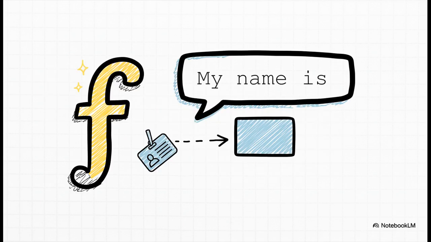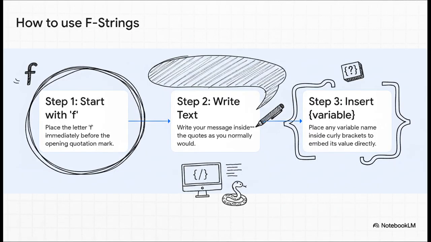But now, check out this much more elegant solution, the f-string. See that little f right before the quote? That's what turns it on. And now you can just drop your variable right inside the text, as long as you wrap it in these curly brackets. It's so much cleaner, more intuitive, and way easier to read. And it's really just a simple 3-step process. 1, you start your text with the letter F. 2, you write your message inside the quotes just like you always would. And 3, whenever you need a variable, you just pop it right into the text using those curly brackets. That's it. It's that straightforward.